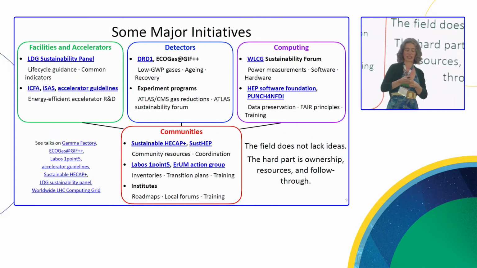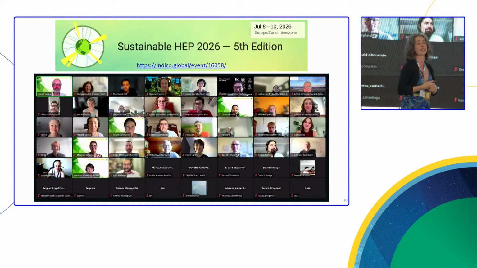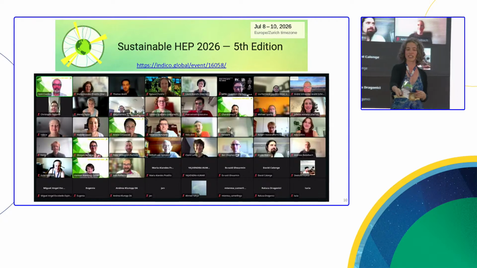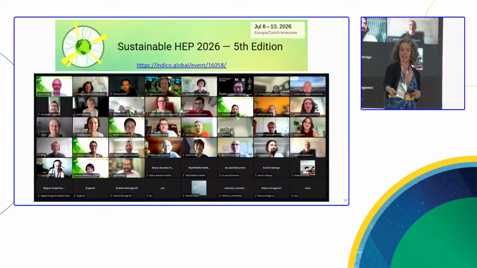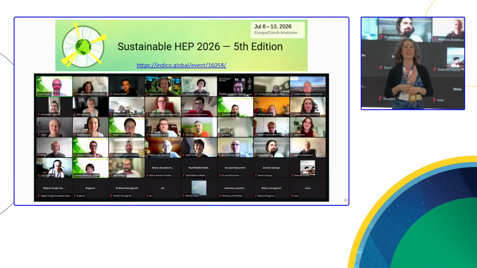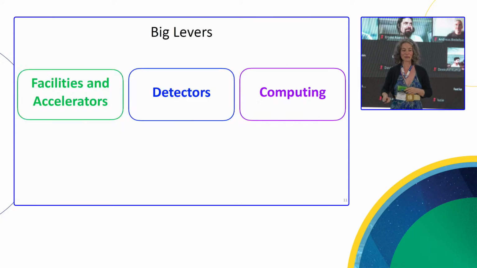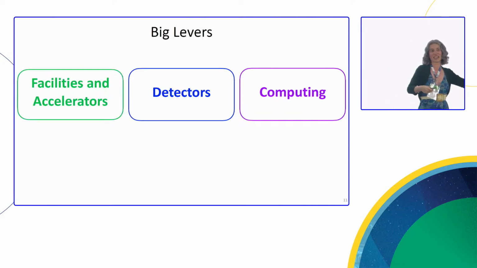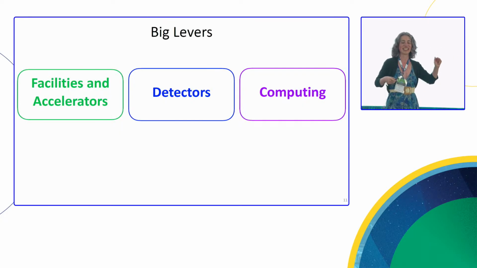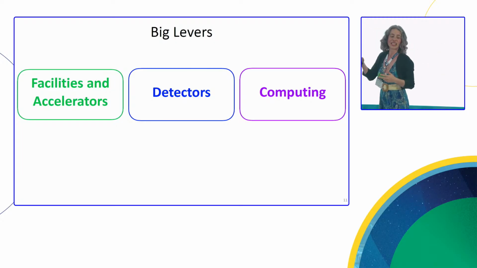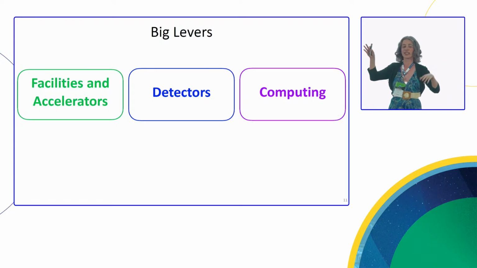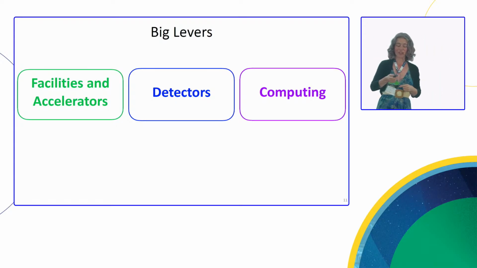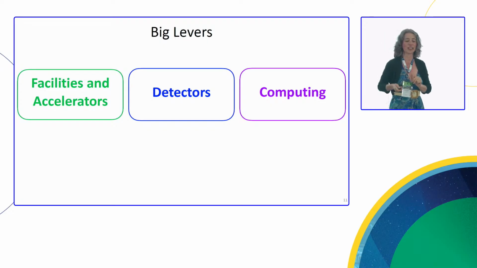And out of these major initiatives, I wanted to highlight the Sustainable HEP Conference, which happened just a couple weeks ago. And it was totally online. And I mention it because a lot of the material that I'm going to show you today was taken from that conference. So as I showed you 2 slides ago, maybe already hinting, the main levers that we have to be able to work on our consumption is at the level of facilities and accelerators, detectors, and computing. So this also will be the outline for the rest of my talk.